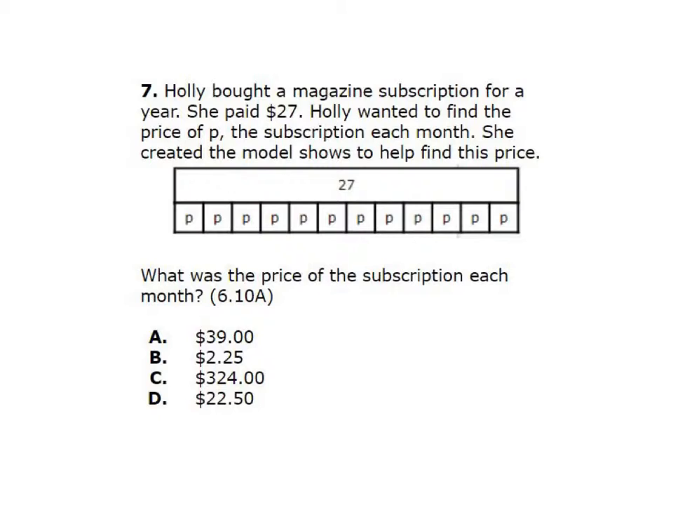So here's number 7. Holly bought a magazine subscription for a year. She paid $27. Holly wanted to find the price, P, of the subscription each month. She created the model shown to help find this price. What was the price of the subscription each month? So the $27 is what she paid yearly. And then we have 1, 2, 3, 4, 5, 6, 7, 8, 9, 10, 11, 12. That represents 12 months.